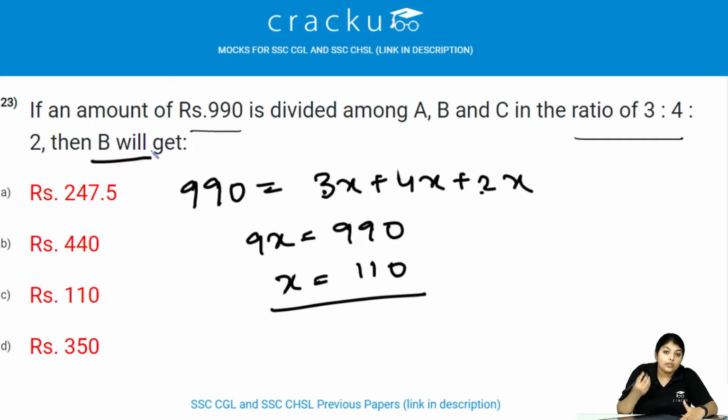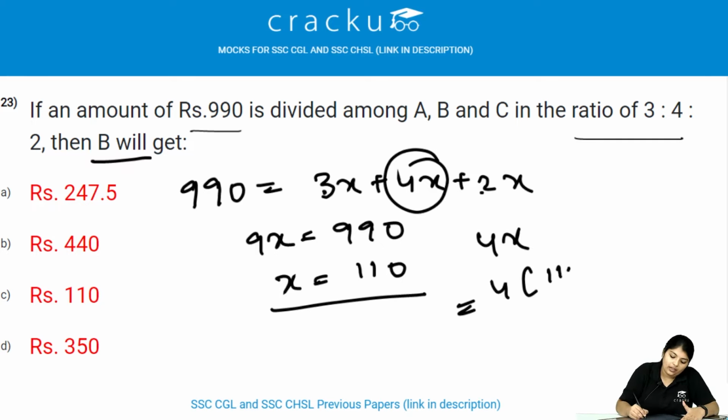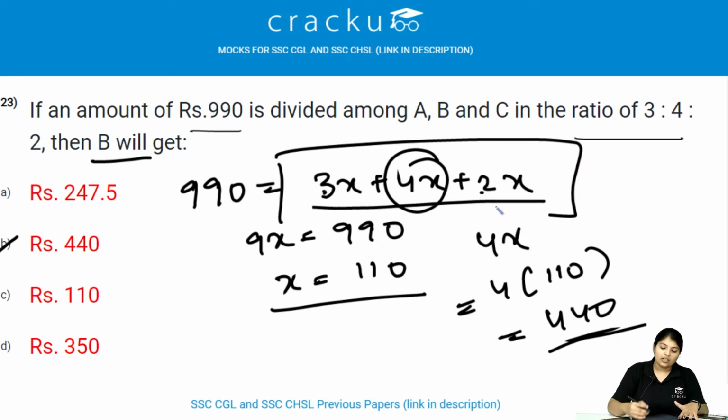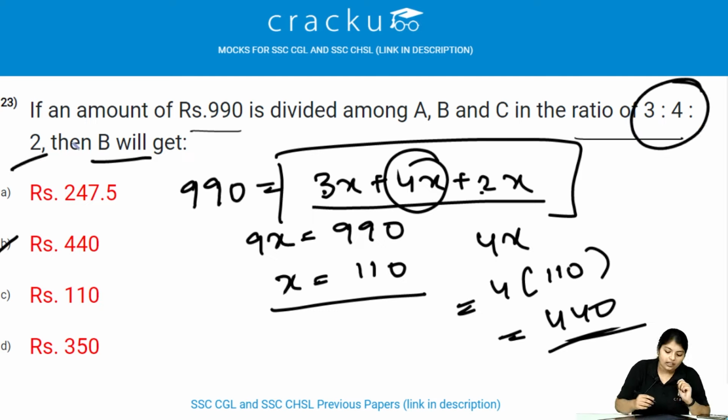They are asking how much B will get. So B is 4x, that is 4 into 110, that is 440. See how easy it is. Just you have to assume it. The amount of rupees given for A as 3x, B as 4x and C as 2x. Since it is given in ratio, we need to assume the quantity as multiples of the original quantity which has been distributed to the particular students. Okay. Let's see the next one.